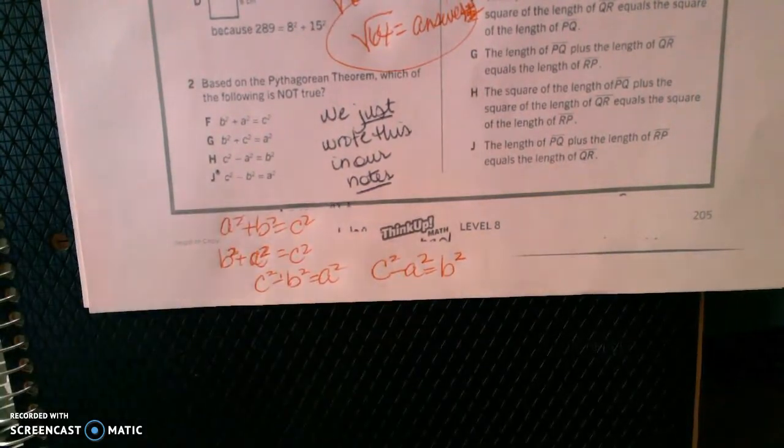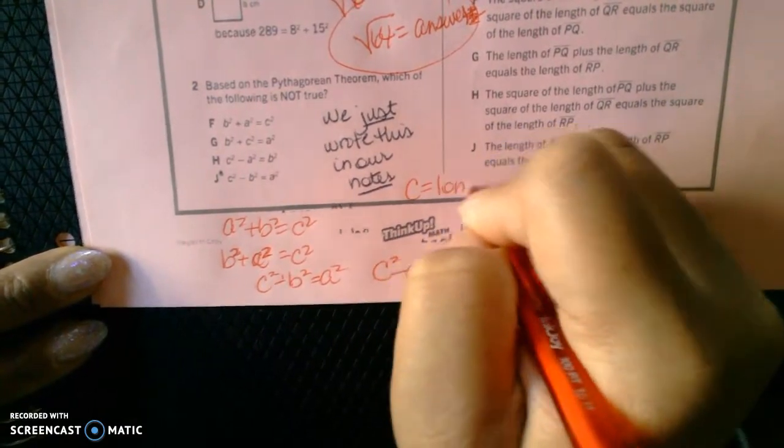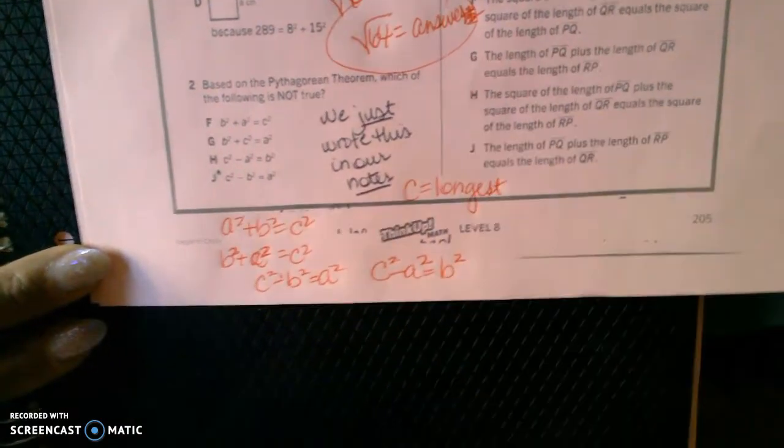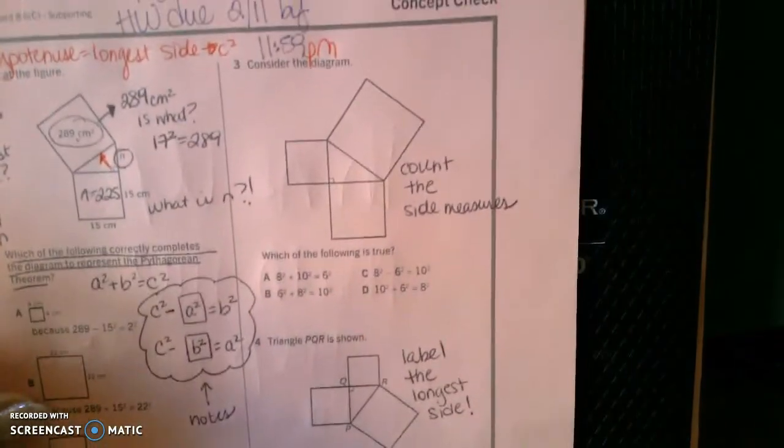Find the one that is not true. Also, c is the longest, so it has to be at the end of the sum, and a squared number is always positive, or a squared value is always positive.